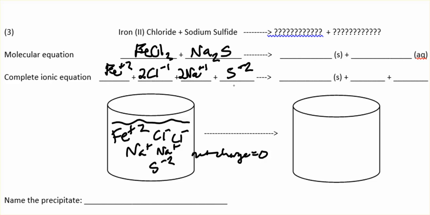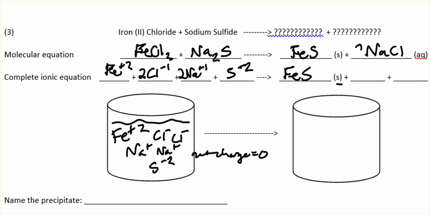So when these ions rearrange, you would flip-flop the oppositely charged ions. So we're going to get FeS. And if you look at your solubility rules, we know this is the precipitate because according to one of your rules, all sulfide compounds are insoluble in water. And the other compound, sodium chloride, is going to be soluble in water because all sodium and chloride compounds are soluble.